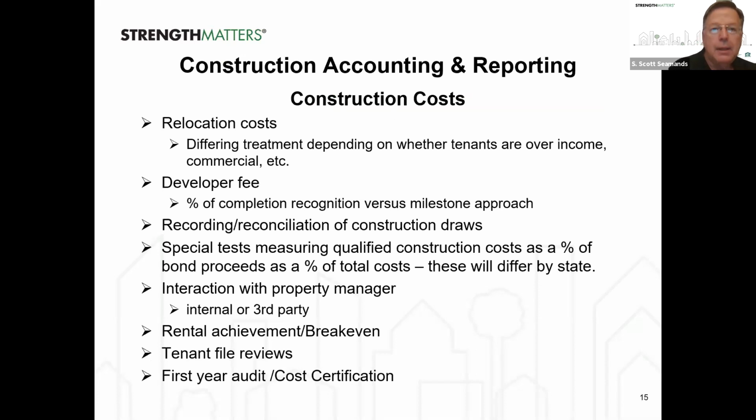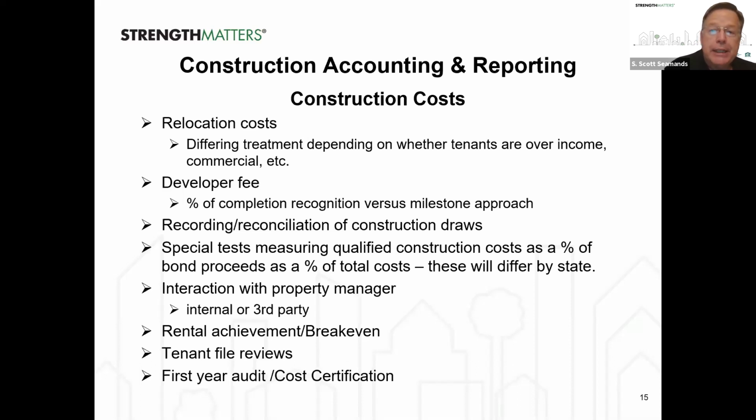There we go. So this is kind of a catch-all slide talking about a bunch of different concepts that have to do with construction-related accounting. The relocation costs have differing treatment depending on whether tenants are over income or not. The general rule to keep in mind, and the easiest way that I like to think about it, is if you're in a rehab situation, so you're doing temporary relocation during the rehab, then if you make your 266 election, you can capitalize the relocation costs.